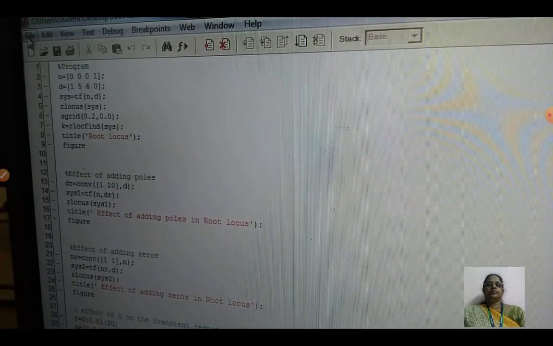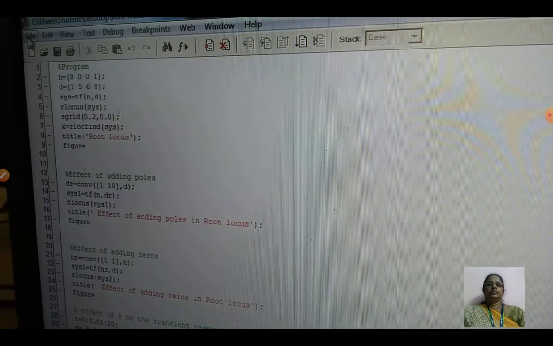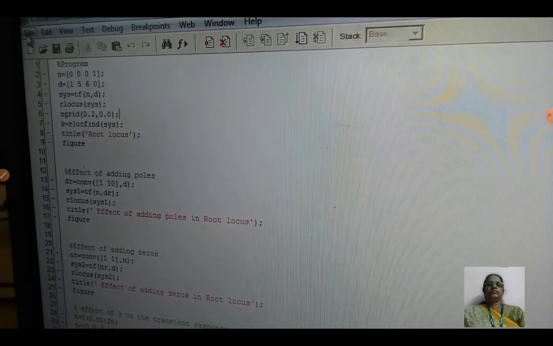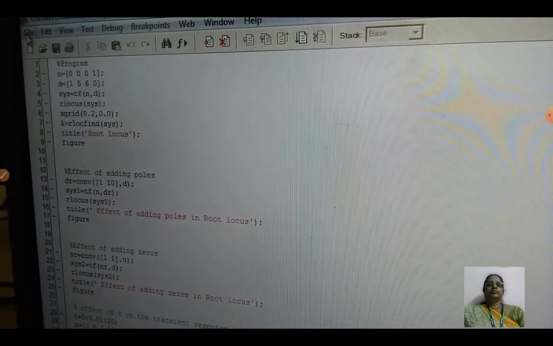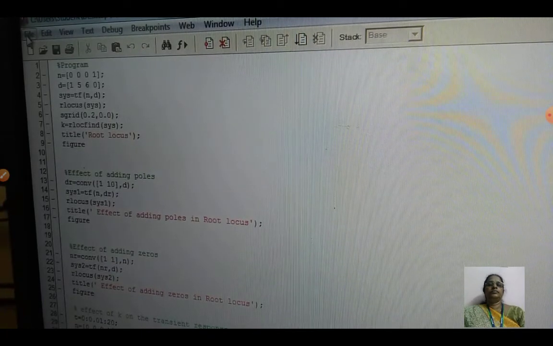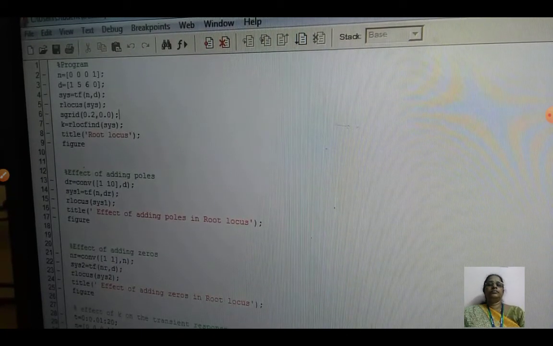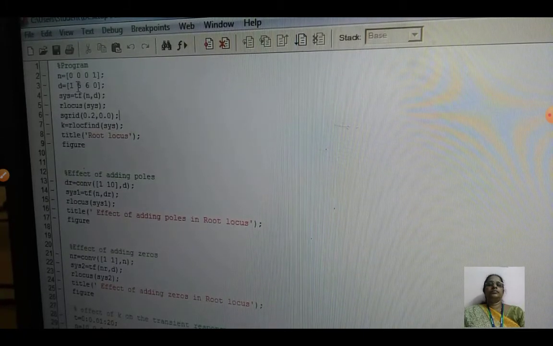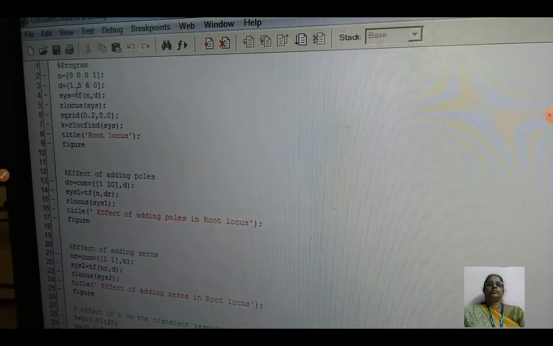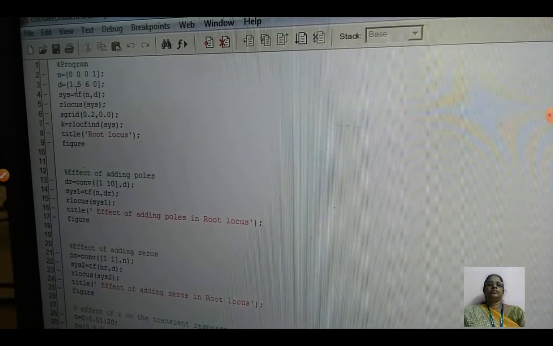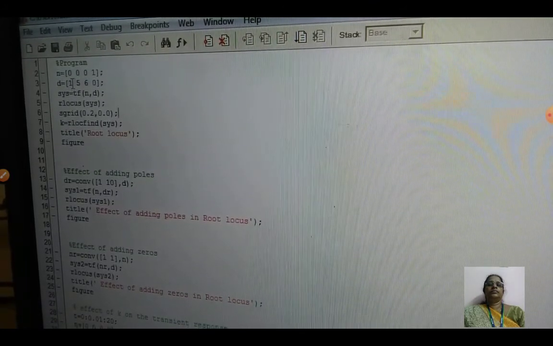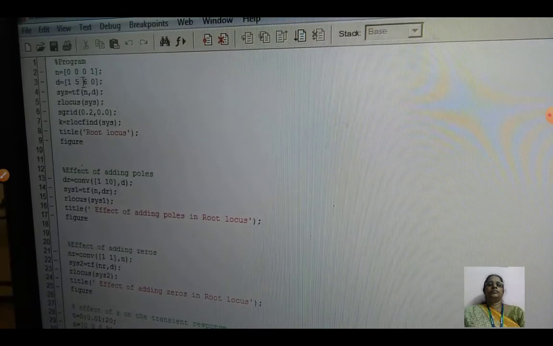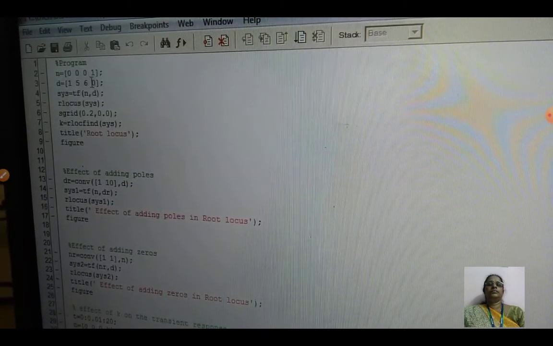Consider the transfer function of the open loop system G(s) = 1 divided by s cube plus 5s squared plus 6s. So the numerator is 1, and the denominator is s cube plus 5s squared plus 6s. The constant is 0. This is the transfer function.